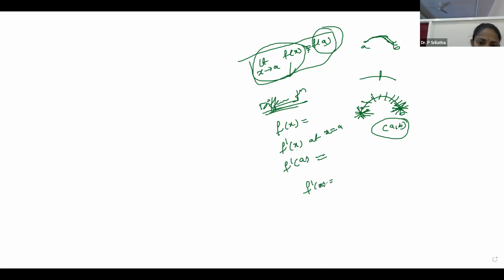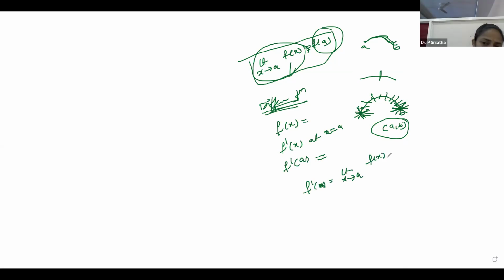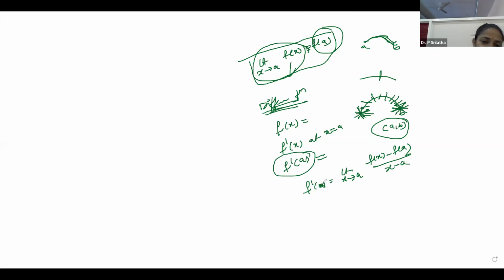Limit of f dash h of a tends to 0, limit x tends to a of f of x minus f of a divided by x minus a. So that means f dash of a must exist. f dash of a equals limit x tends to a of f of x minus f of a divided by x minus a. So this is the formula for a differentiable function. Okay, so all of you write down the definitions.